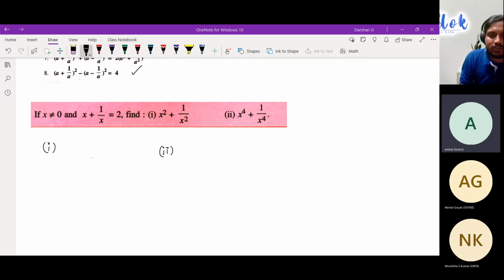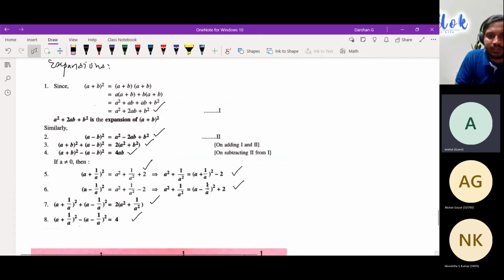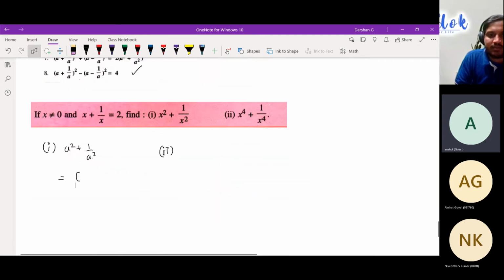So how to solve this? We have the a square plus 1 by a square formula. It can be these two formulas, but we know what should be used. So it is a plus 1 by a the whole square minus 2. So it is 2 the whole square minus 2. Answer is 4 minus 2. Answer is 2.